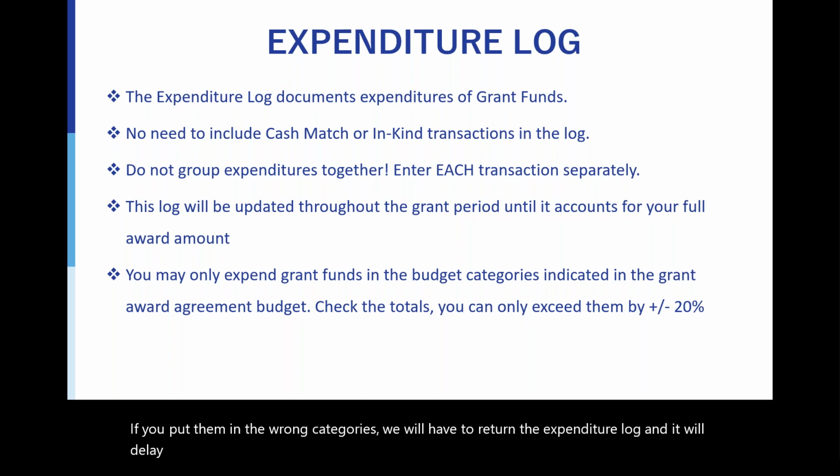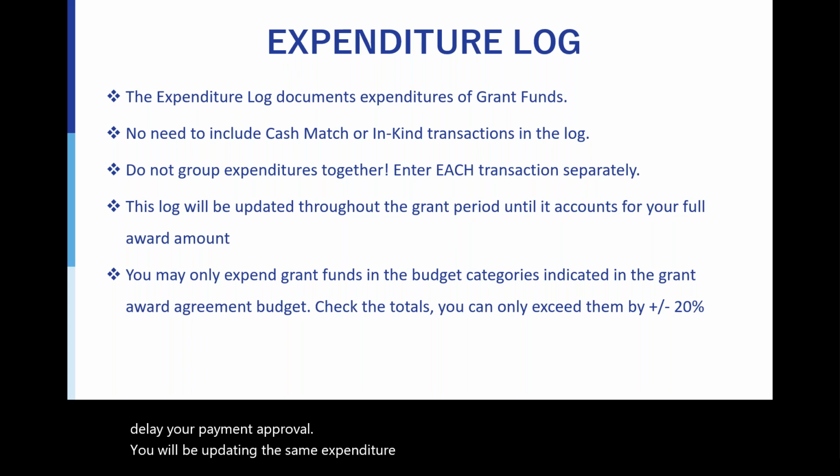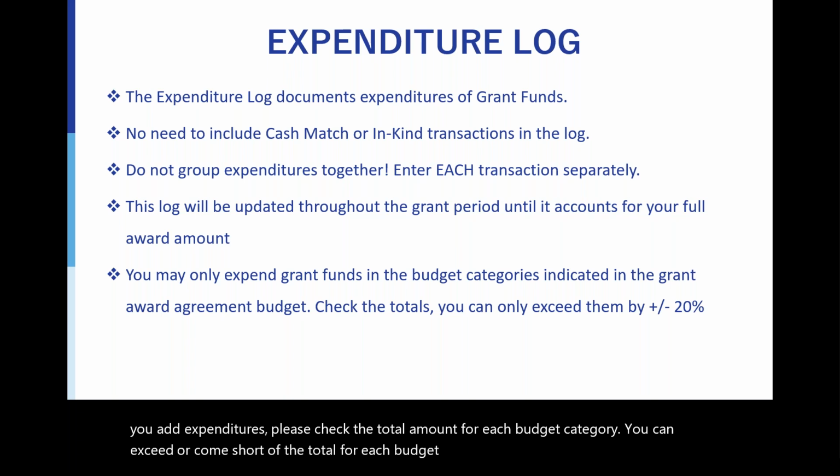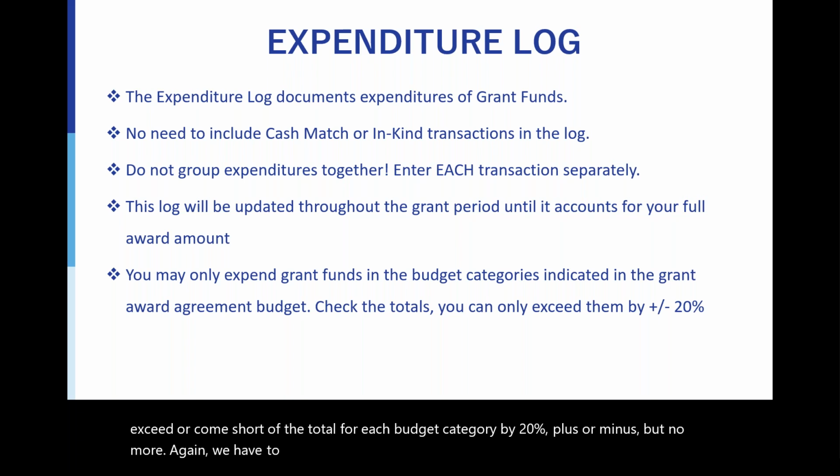your payment approval. You will be updating the same expenditure log during the entire grant period. Therefore, as you add expenditures, please check the total amount for each budget category. You can exceed or come short of the total for each budget category by 20% plus or minus, but no more. Again, we have to return the expenditure log in that case.